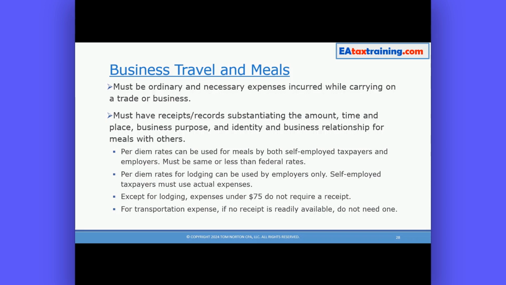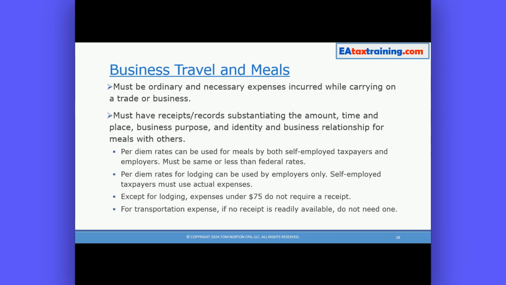Except for lodging, any expenses that you have that are under $75 do not require a receipt. So you can have meals or other expenses that are under $75 that do not require a receipt. However, remember, if you are talking about a meal, you do have to be able to establish the time and place. So you'd want to have some sort of record for that.